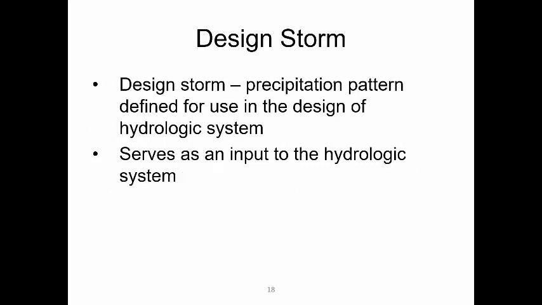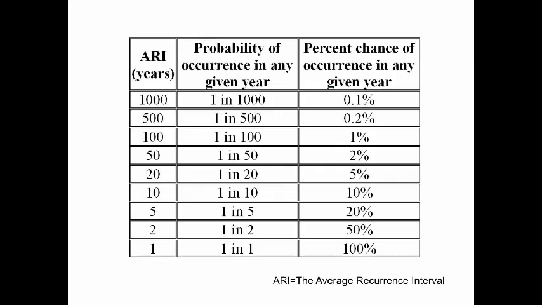So then we're going to be talking about design storms. The design storm is the precipitation pattern defined for use in the design of a hydrologic system. And this is what you're going to use for a design of a hydrologic system. So let's just define what is a design storm.